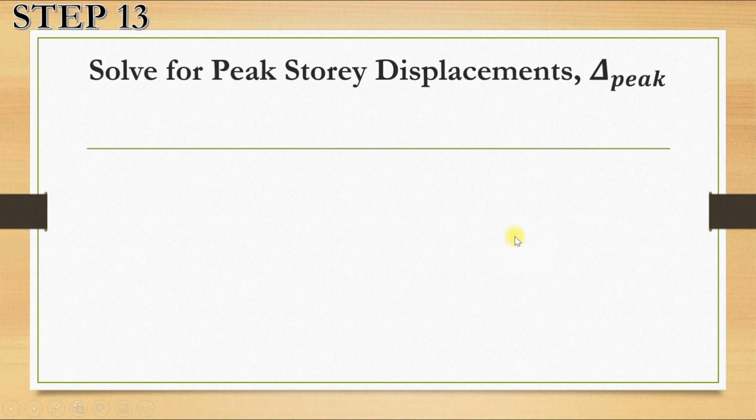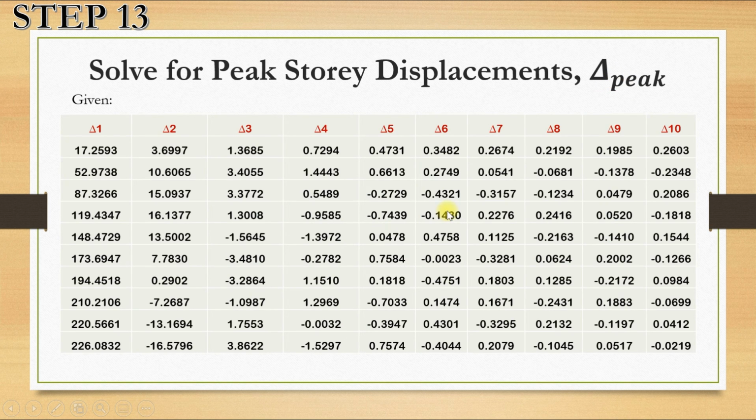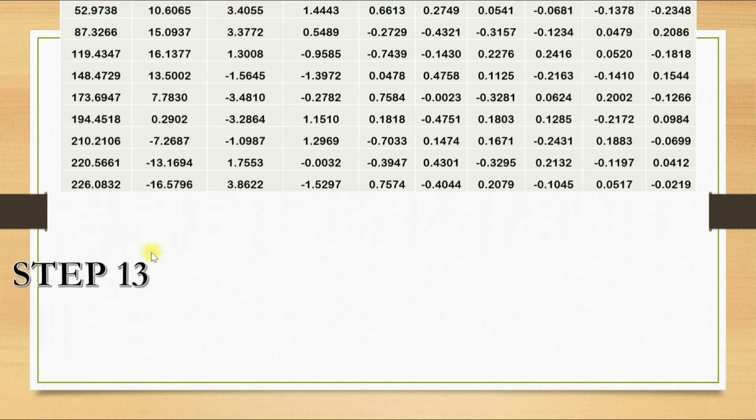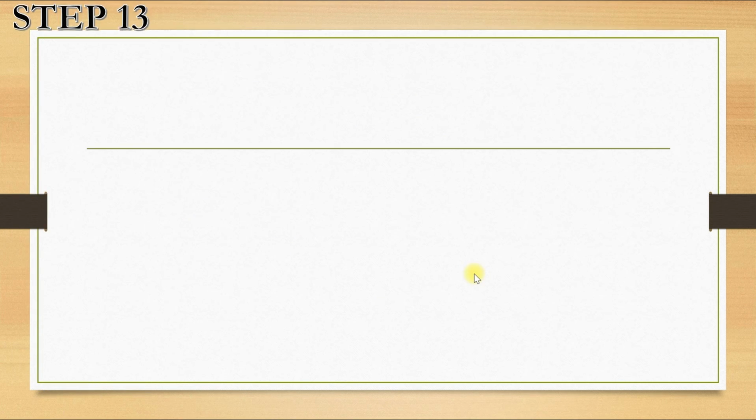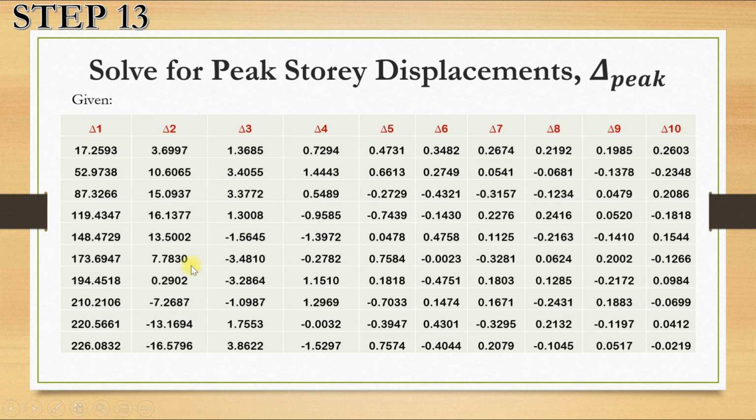Now, for step 13, we will now solve for peak story displacement or delta peak. So, given kanina, ito yung computed natin kanina for delta 1 hanggang delta 10. So, makikita natin dito ang value for mode 1. Ito naman sa mode 2, mode 3, mode 4 hanggang mode 10. So, ito yung value ng delta 1 hanggang delta 10.